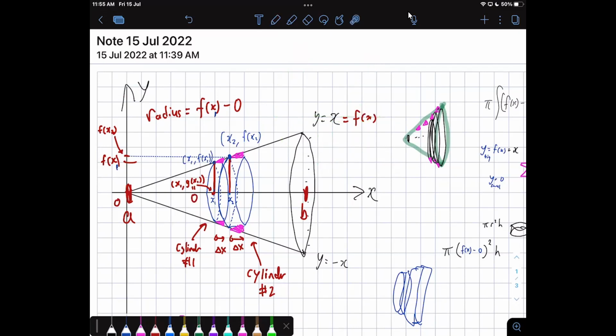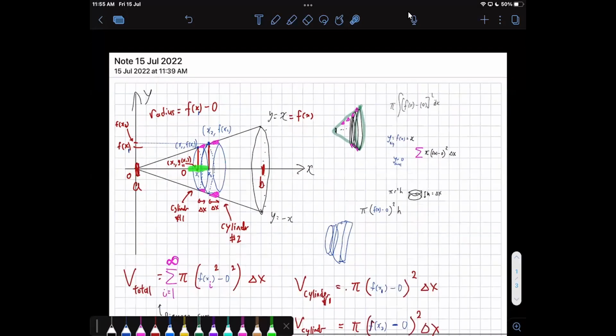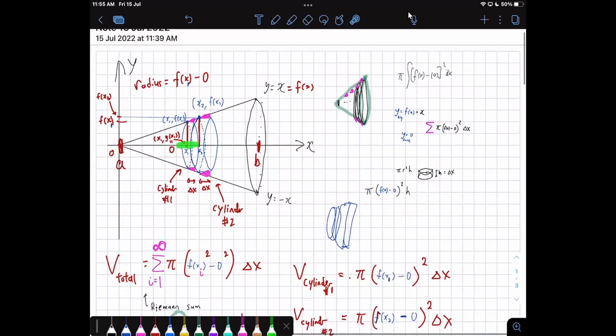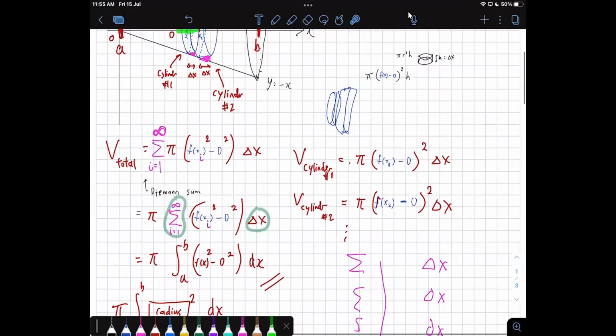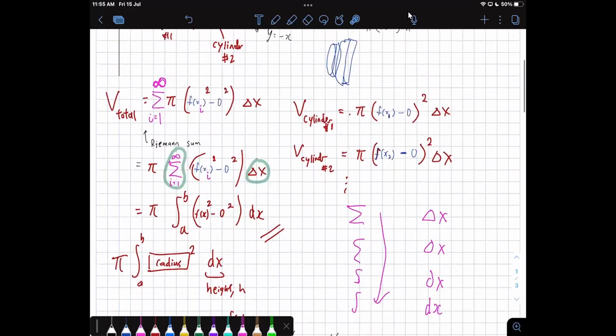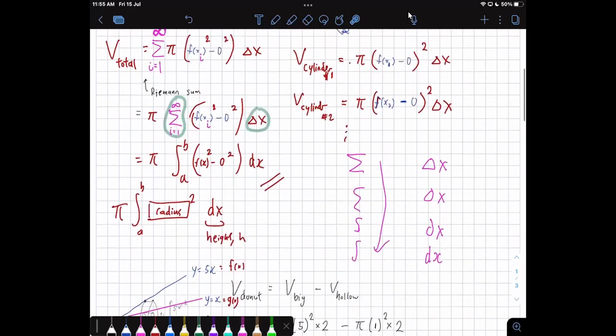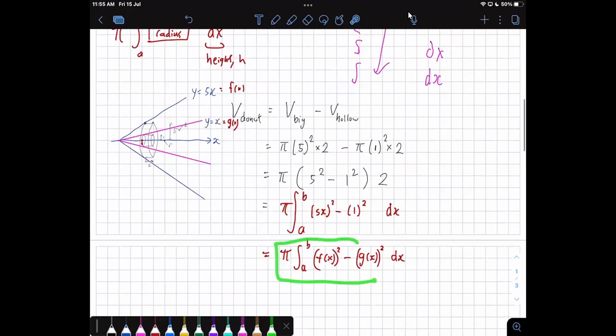So actually, we can think of it as the radius here is f of x1. Then you square it to get the volume of the cylinder, minus away 0 squared. That's the volume of a cylinder that has 0 radius, which is nothing. So that's why we can have f of x squared minus 0 squared, to get the full radius. So that's the general formula you should know.